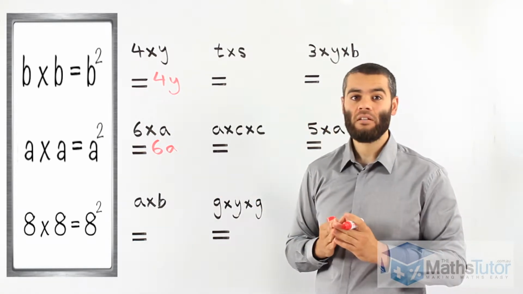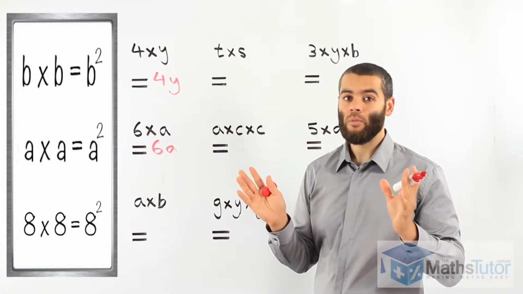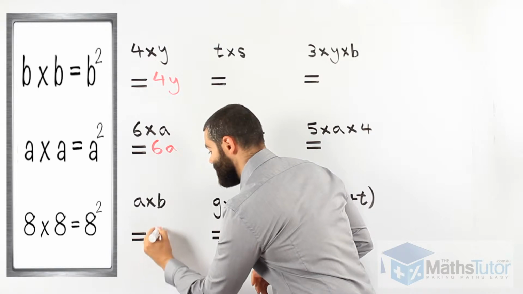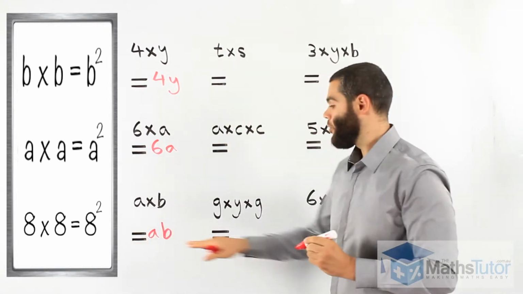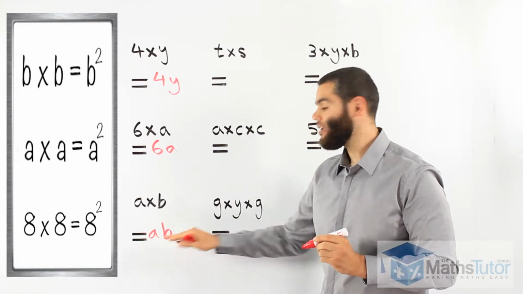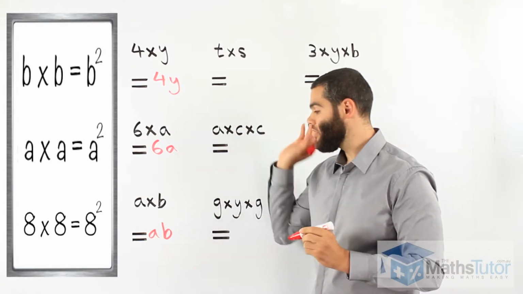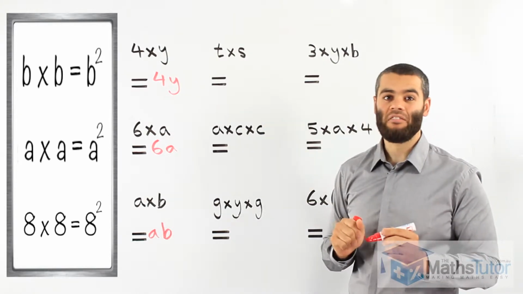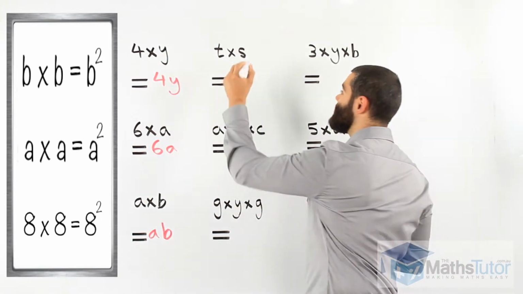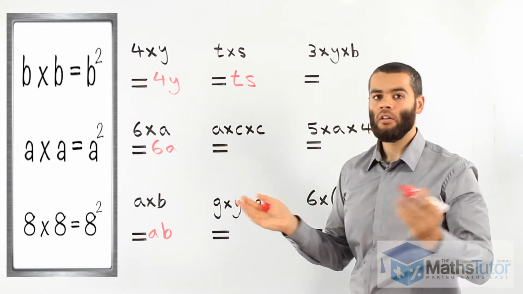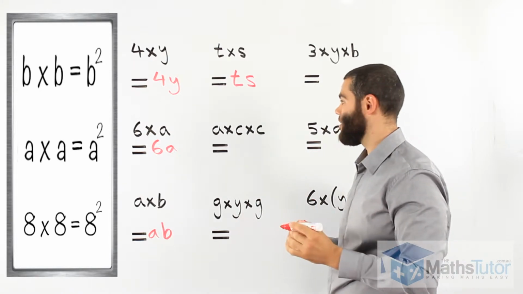A times b. What do we do? The multiplication sign. See you later. A times b is ab. We've written it in a simple form. AB is a times b, but we write it in simpler form. The multiplication sign, we say bye-bye. T times s is ts. The multiplication sign, once again, gone.